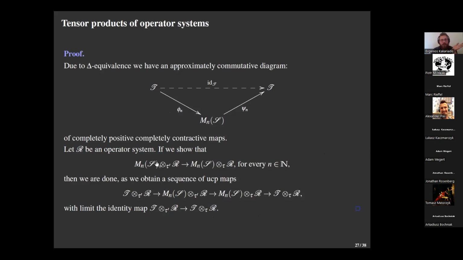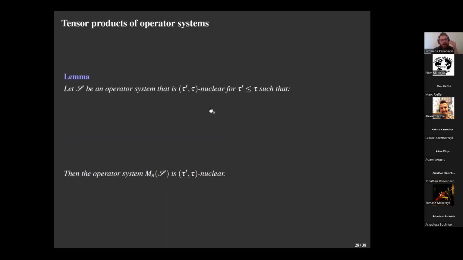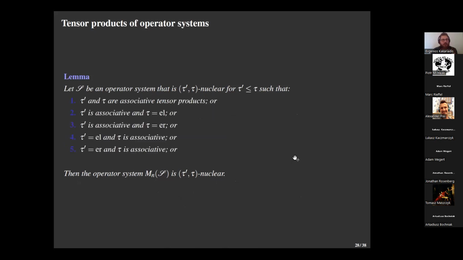So the whole thing is to manage to show this, right? The whole thing is to show the following lemma: whenever I'm in that situation, and S is tau prime tau nuclear, then MnS is tau prime tau nuclear. That's the whole thing that you need to show.